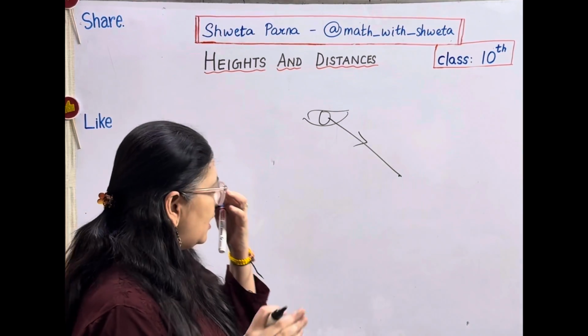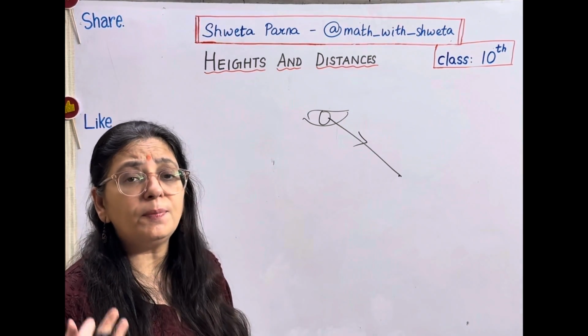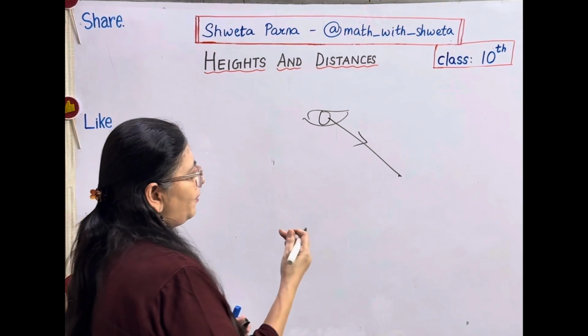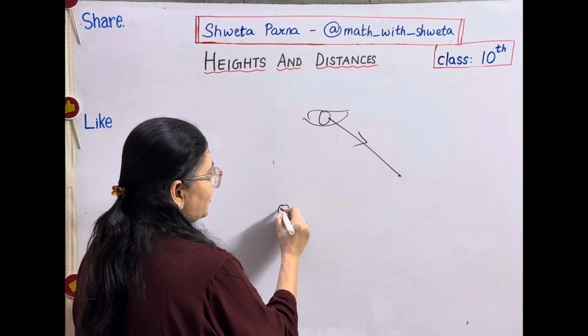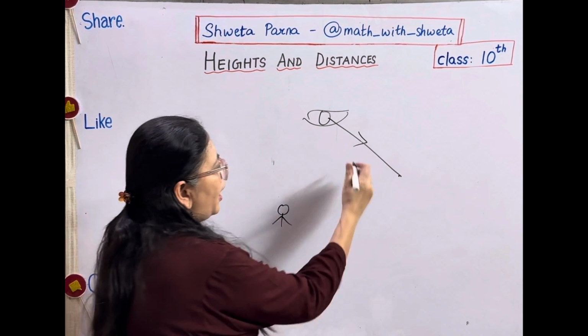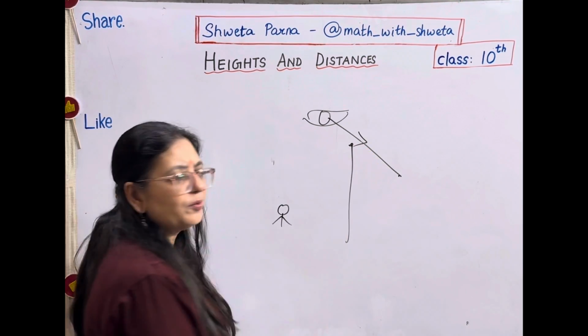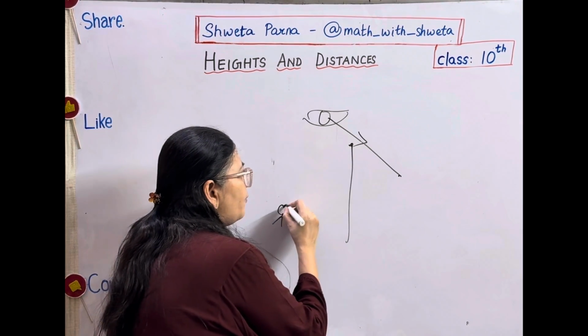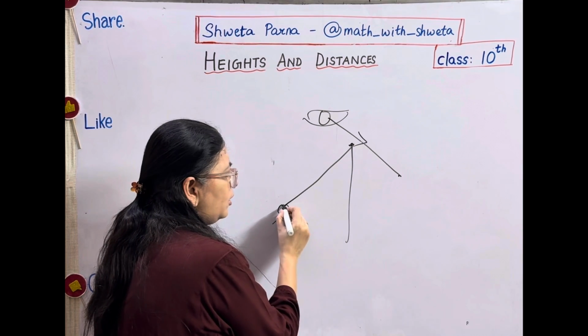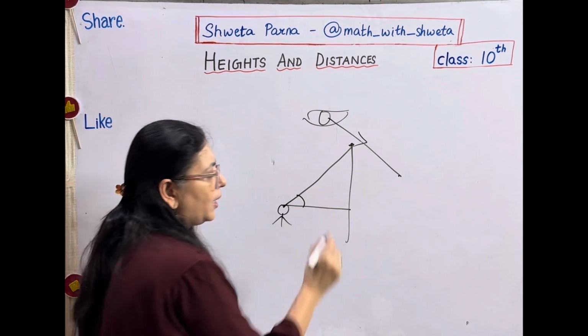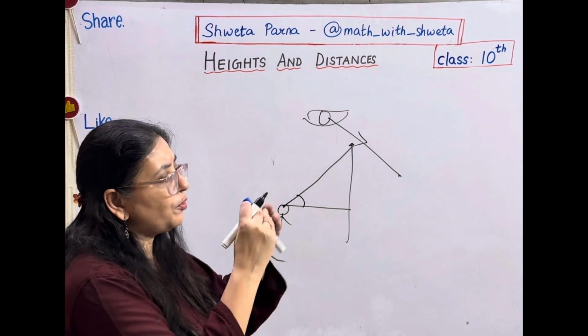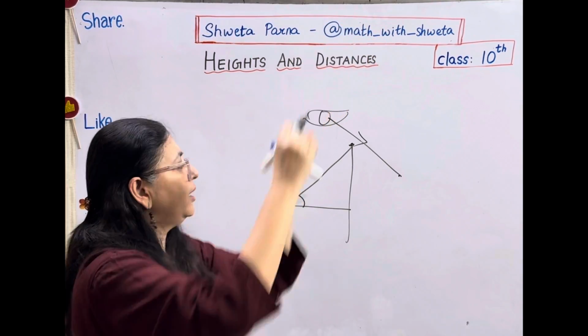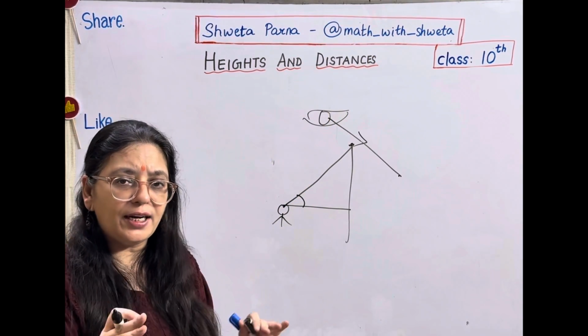Then comes the term angle of elevation. Angle of elevation is, say for example, you are standing on the ground floor and you want to see the top of the building. So when you are seeing it, it forms an angle to the horizontal. This becomes the angle of elevation. So when we are looking up at the object, that becomes the angle of elevation.